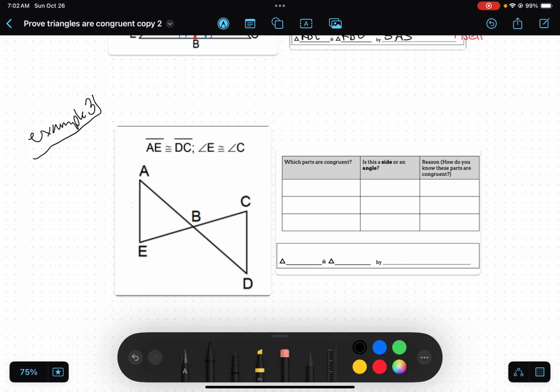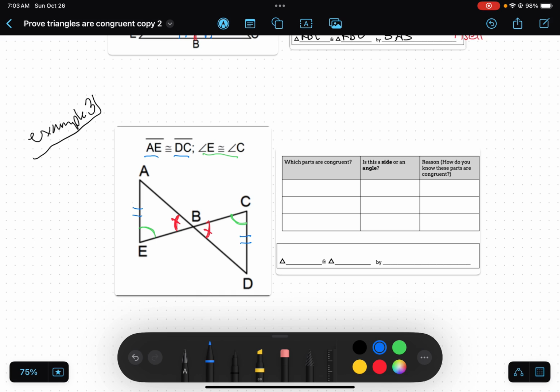Example 3. Okay, so let's label. So they're telling me AE is congruent to DC. That's the side. And then they're telling me that angle E is congruent to angle C. So again, it looks like they're only giving me 2 pieces of information, but when I looked closer, I quickly noticed that I have some vertical angles right here. So I actually have angle, side, angle. I have 2 angles and a side. So I have a new piece I can add in from the diagram beyond what they gave me.